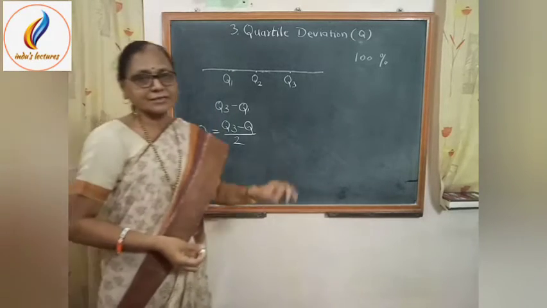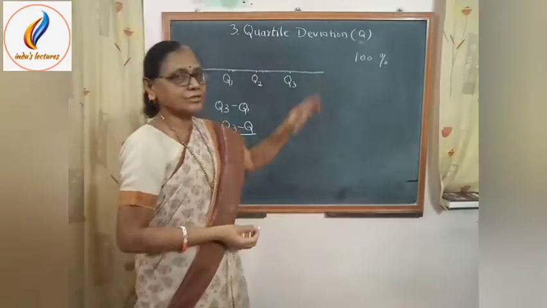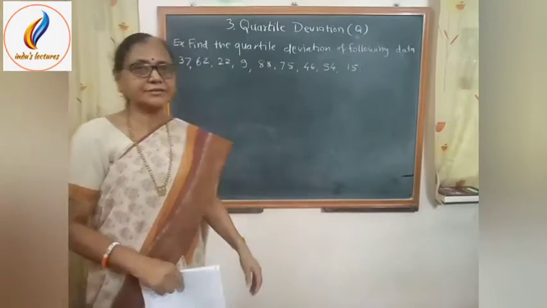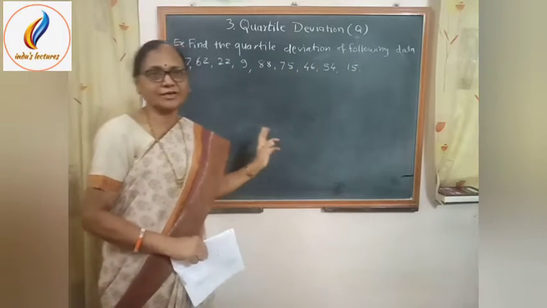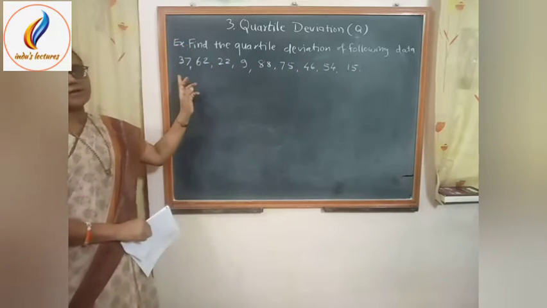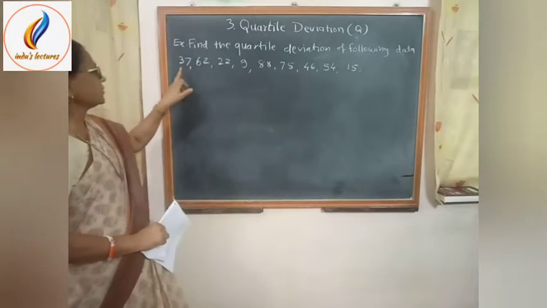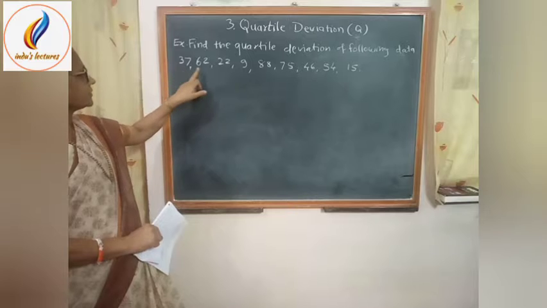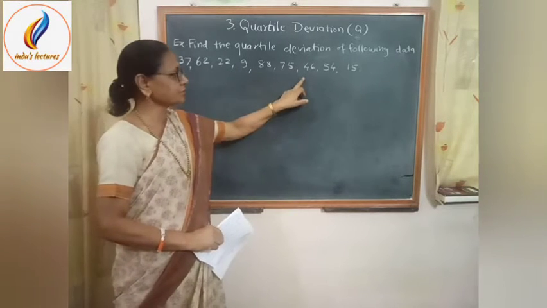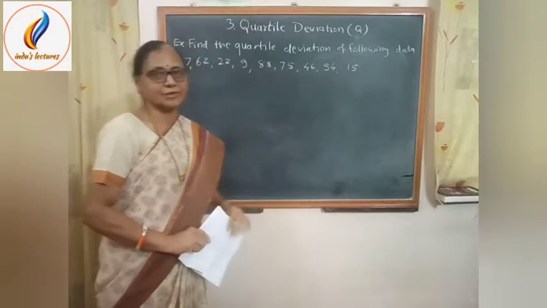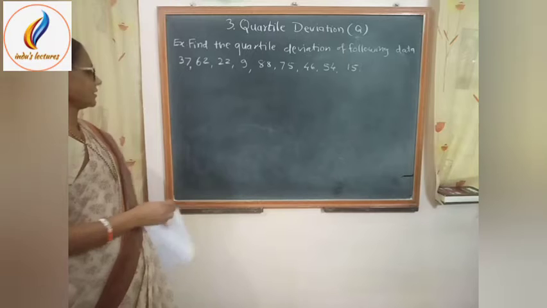Let us consider the quartile deviation of ungrouped data. Let us consider an example: find the quartile deviation of the following data. Data is given in raw score form. Scores are 37, 62, 22, 9, 88, 75, 46, 54 and 50. Now write these scores in ascending order.